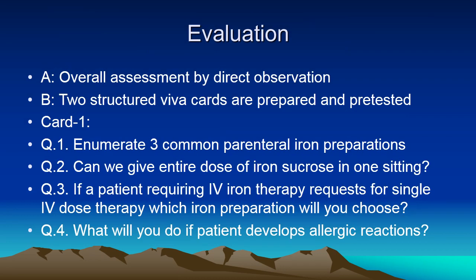How do we evaluate the performance of a student? Overall assessment will be done by direct observation at a skill station. 2 structured viva cards are prepared and pre-tested. Card 1 has a limited number of questions, 4 questions. Enumerate 3 common parenteral iron preparations.